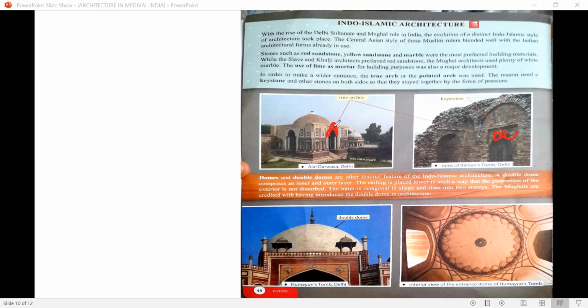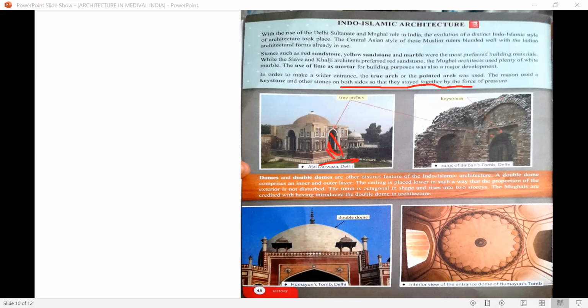This type of thing is there so that the people could go through, and over here we can also see the slanting mat. Why is that slanting mat put over here? See carefully, it is not straight, it's like this, so that the people can go in easily. That's why these true arcs and pointed arcs were used. There were other stones also, such as the keystone, kept on both sides that stayed together by the force of pressure.